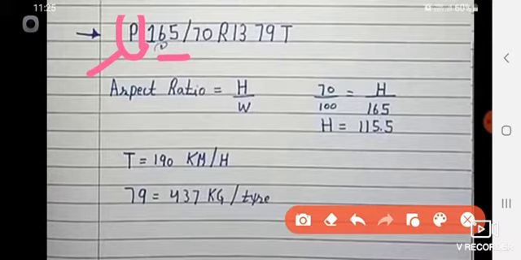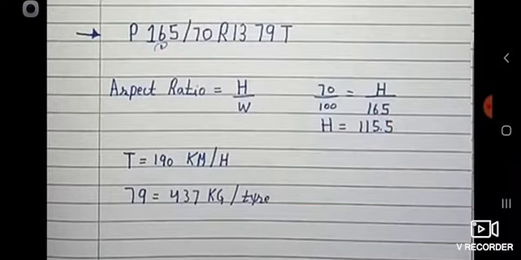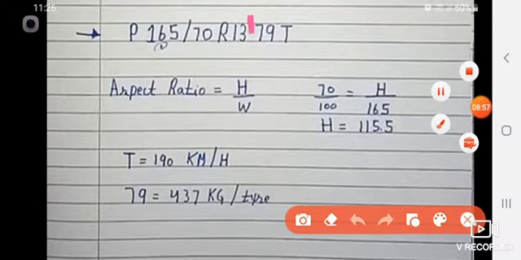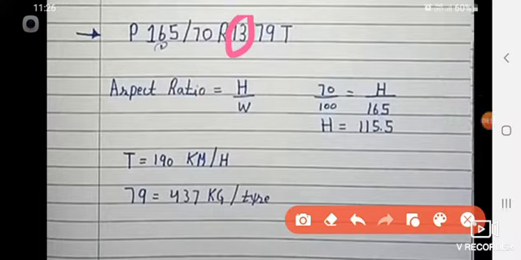the aspect ratio. So according to the aspect ratio we can find out the height of a tire. Okay, so the height of a tire will be 115.5. Okay, so R indicates, in simple words, that the rim diameter is 13 inches. This is always indicated in inches. This R13, this is always indicated in inches. Okay, this is always indicated in inches.